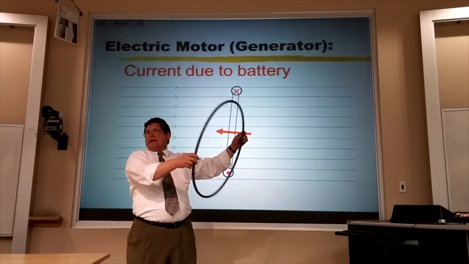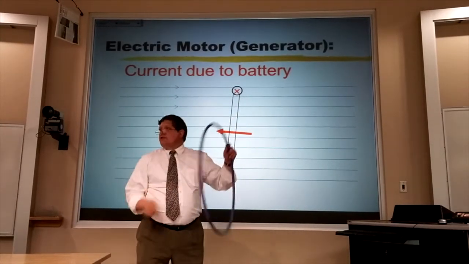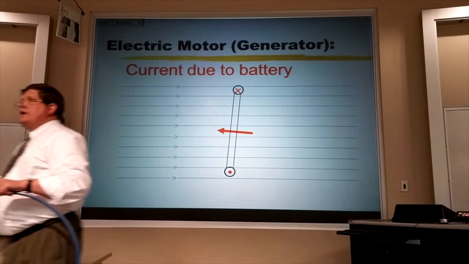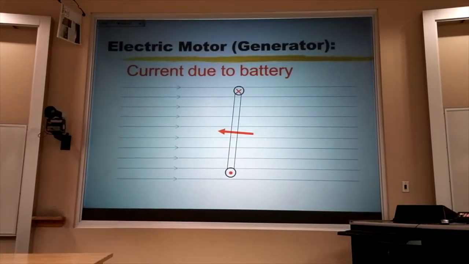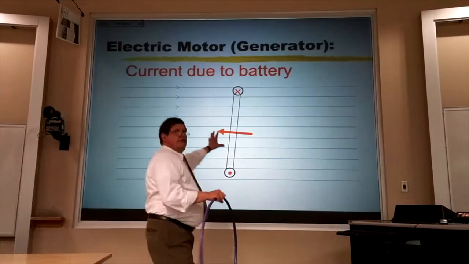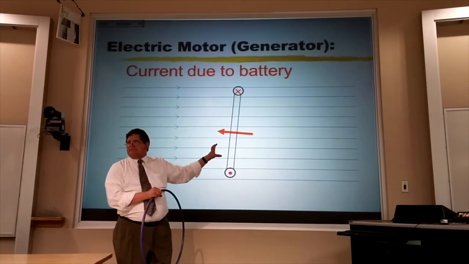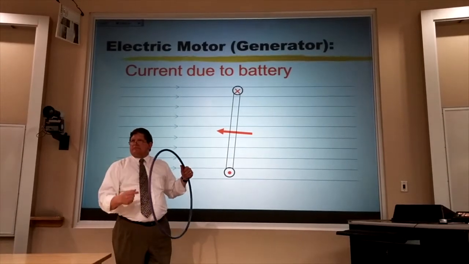Okay? Now, as soon as that coil gets lined up, I switch the direction of the current using those commutators, those brushes, if you will. But that's done through engineering. That's done by design to make it turn.